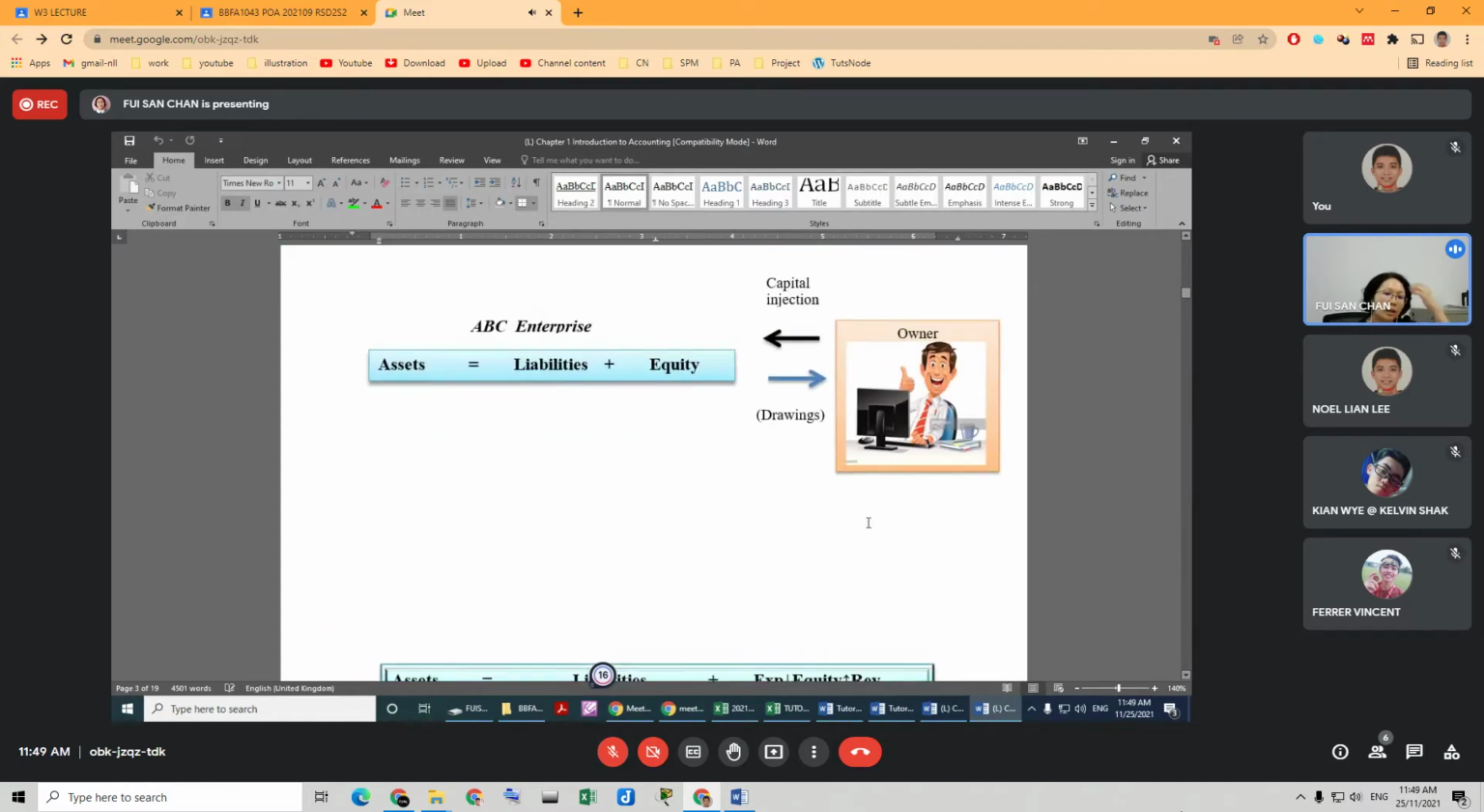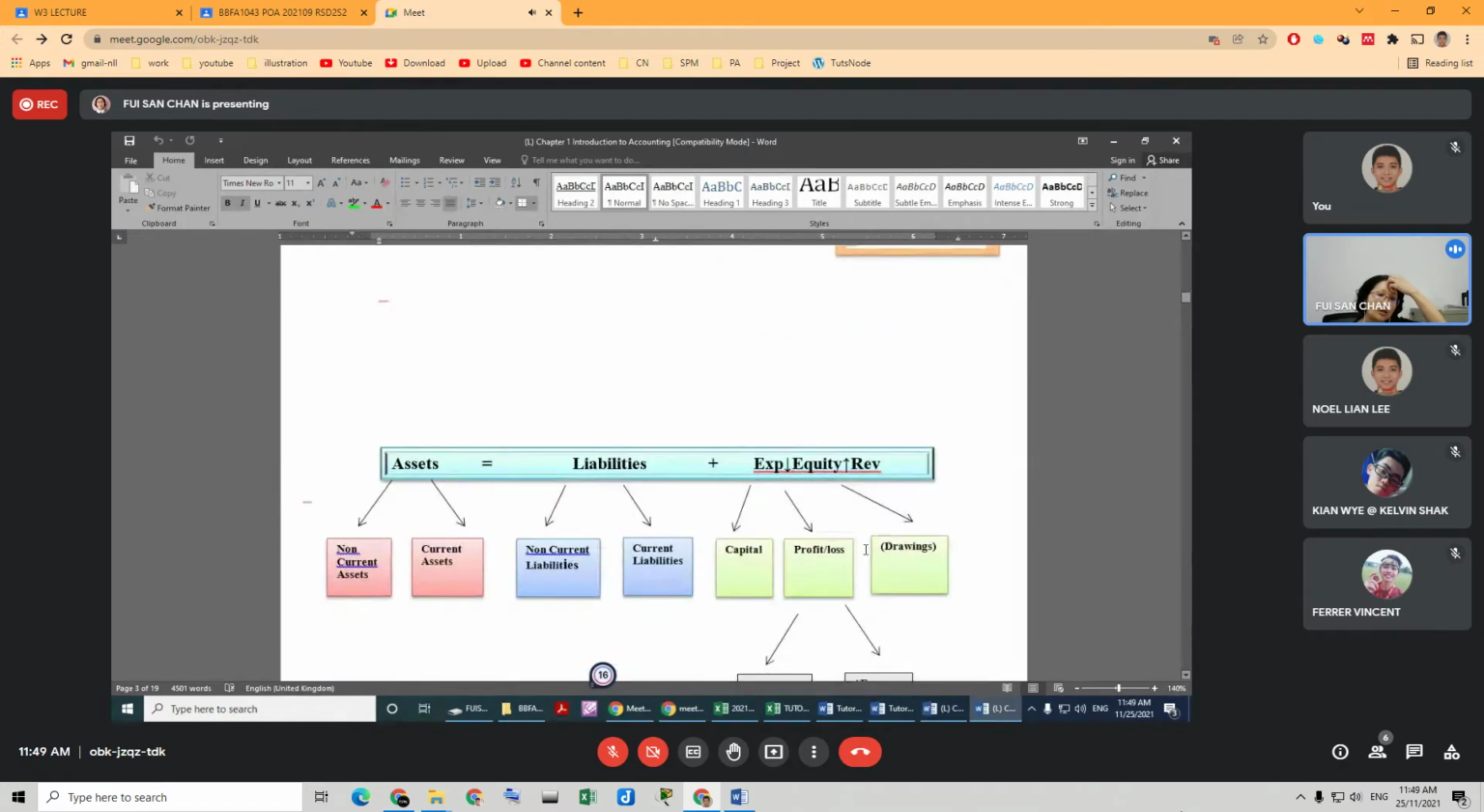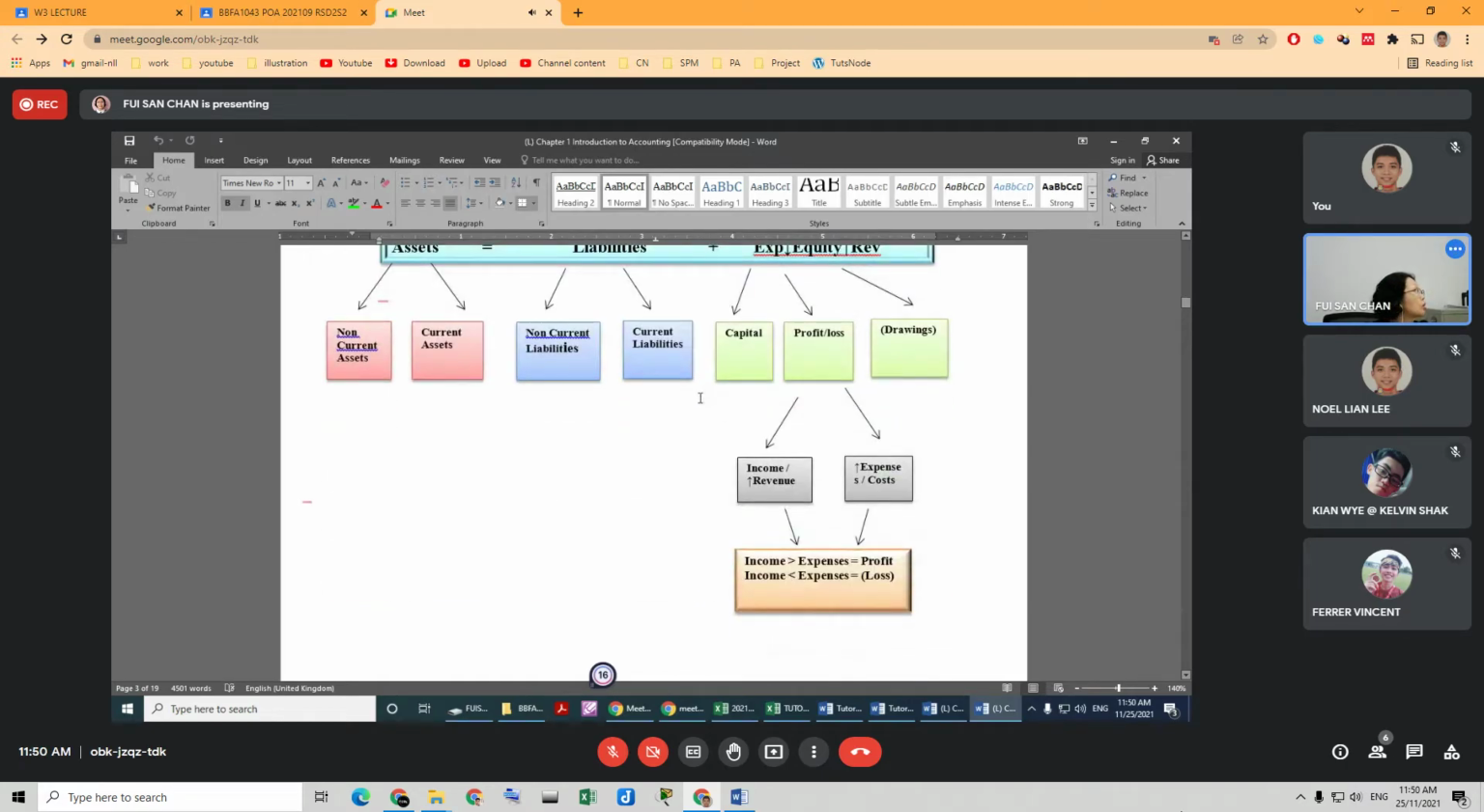Now, I believe during the test, they will test your understanding of this. Let's say the question says the owner brought in 10,000 cash as capital, and asks how you make it balance and fill in your numbers. Basically you debit your asset, and then you credit your capital. Here is 10,000, here also 10,000. It balances out. If you take note in your lecture notes, you will see.